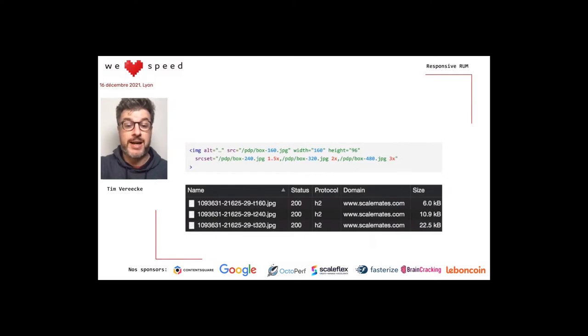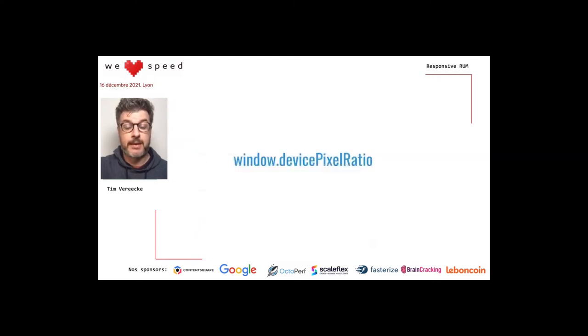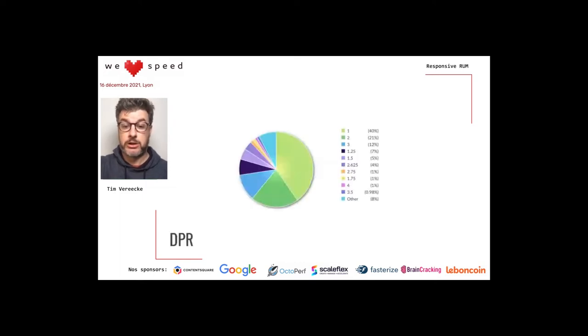The solution is to add an additional dimension. And how do you do that? In JavaScript, you can use window.devicePixelRatio. If you type that in the console, you will see the device pixel ratio of your screen. And I capture that value in a data layer variable, and I push that value to my RUM tools, Google Analytics or real user monitoring, doesn't matter. So I can capture that data. The result looks like this.